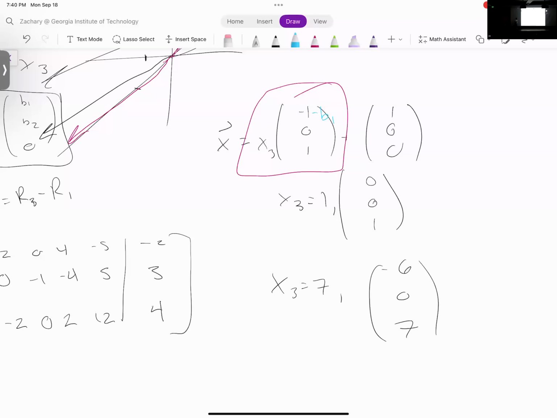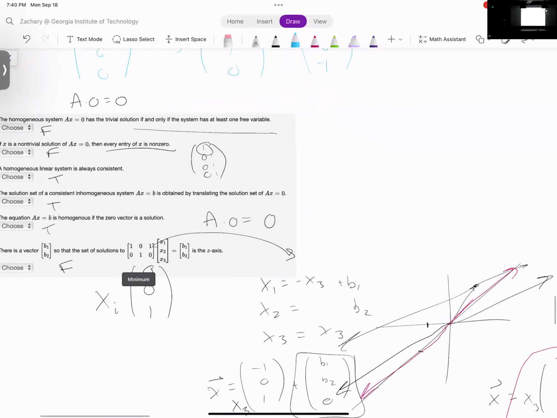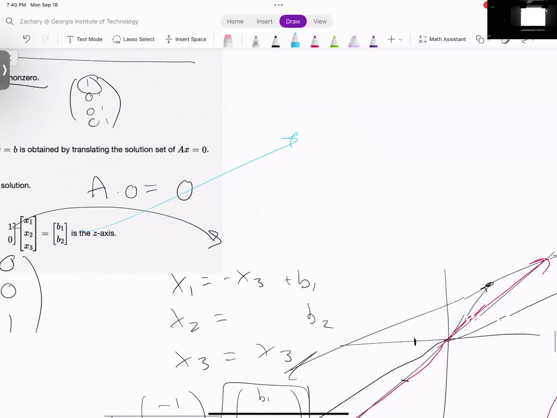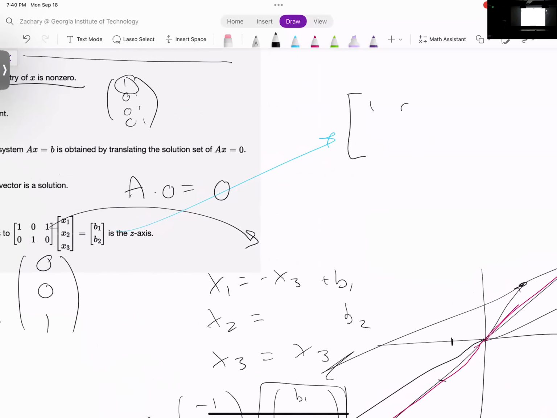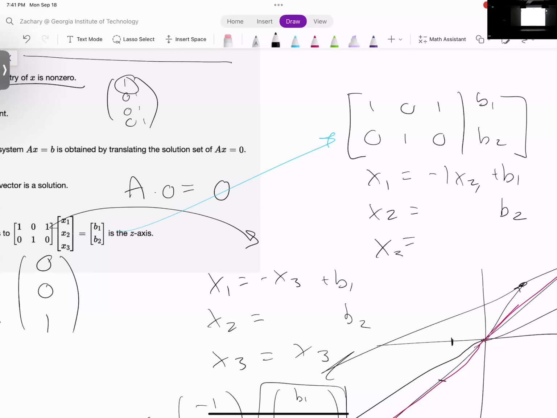You show how to convert the control problem into that parametric vector form? So all we're doing is moving from this. Rule number 1, put it in a matrix: 1, 0, 1, 0, 1, 0, augmented with B1, B2. Is this in reduced row echelon form? Yes, it is. So we spit back out equations: x1 equals -1 x2 plus B1, x2 is x2, x2 equals B2, and x3 equals x3. And from here, we move to parametric vector form and go from there.